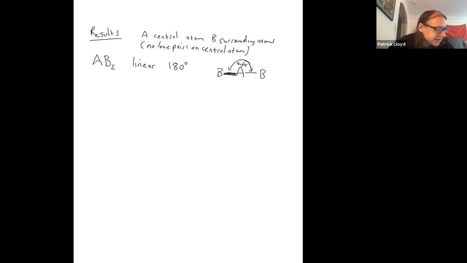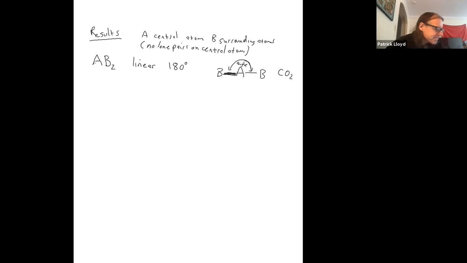So that would be 180 degrees. Notice that's half of a circle, a semicircle, so that would be 180 degrees. It's called linear because it's a straight line. It's 1-dimensional, actually. So if you have a linear molecule, it's 1-dimensional. We'll look at examples of molecules like this. An example is CO2, carbon dioxide.